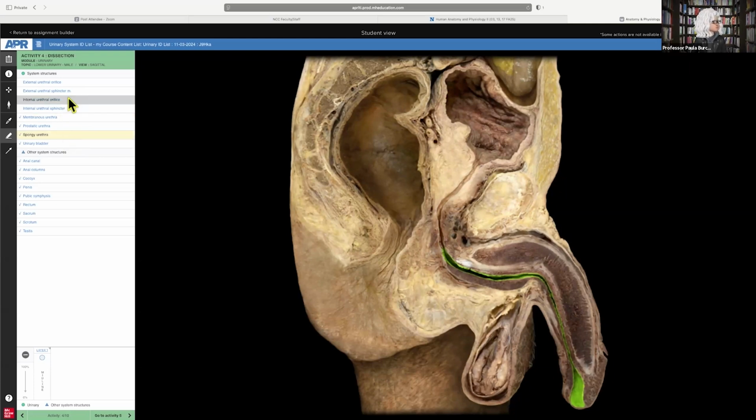You'll have an internal urethral orifice, which is going to be the opening between the urinary bladder and the prostatic urethra, and an external urethral orifice, which is going to be at the tip of the penis between the urethra and the outside. Anytime you see the term orifice, that is going to be an opening. You also have an internal urethral sphincter, the entrance into the prostatic urethra. We're going to learn that that sphincter will close during ejaculation to prevent any urine from getting into the urethra. And you also have an external urethral sphincter.